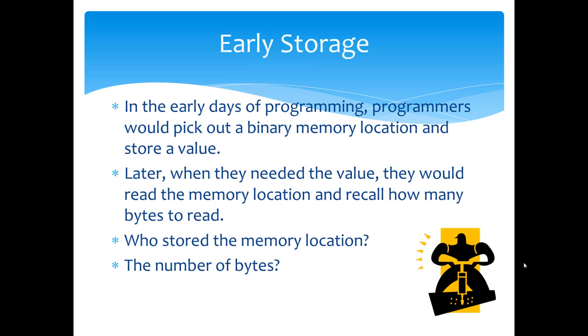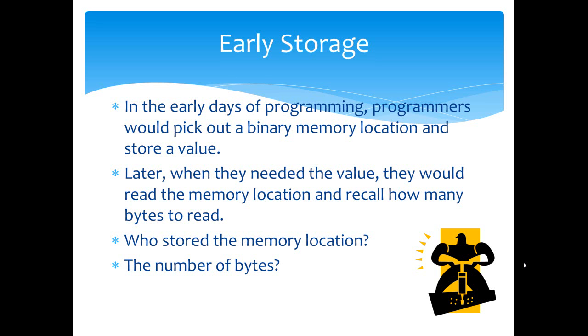So let's talk a little bit about early storage so we understand how storage takes place today. In the early days of programming, programmers would pick out a binary memory location and store a value. Imagine we've got this mainframe computer, we're back programming in the 1970s, maybe the 1960s, and we need to store information. As a programmer, we had access to a vast amount of memory, generally about 1K, so it wasn't a lot, but we would go out into that 1K of memory and find a memory location. We'd write down the memory location in binary. We might convert it into hexadecimal, but nonetheless, we'd write down that storage location.